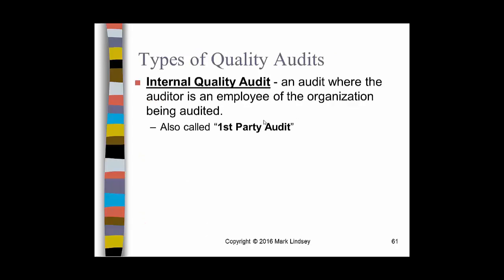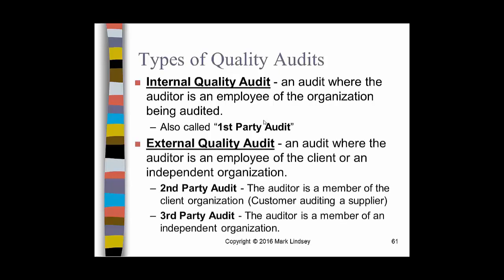So look at types of quality audits now. So you have an internal quality audit. And internal is basically where the auditor is an employee of the organization. So they're on the payroll. It's also called first party audit. And that is a legal term. So all your internal quality audits are first party audits.